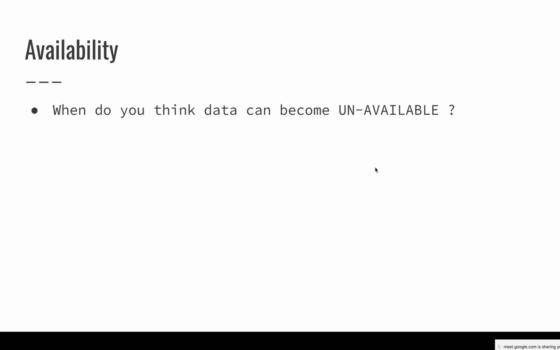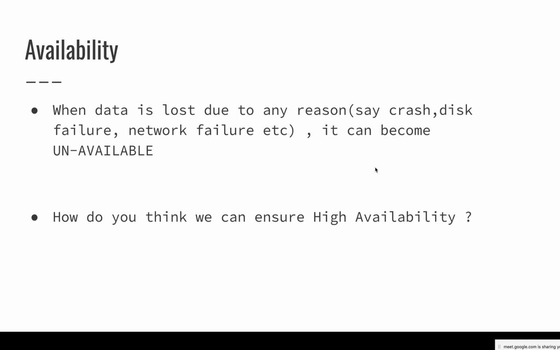So as simple as that. When you have lost the data for any reason, your database cannot return that piece of data. For example, if you ask the database for my profile for a person named Yogeshwar and my profile is not there in the data or it is lost due to some kind of reason, that means it is unavailable. That is, when you lose access to data or you lose the data itself, then it becomes unavailable. Okay, so how do you think we can ensure high availability?